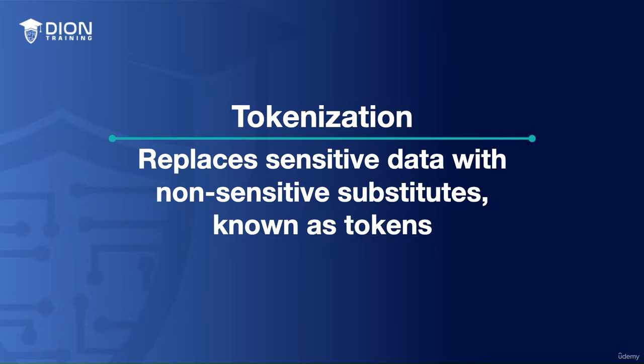Next up, tokenization. Tokenization replaces sensitive data with non-sensitive substitutes, known as tokens. The original data is stored securely in a separate database, with the token serving as a reference to the original data. Tokenization is commonly used in payment processing systems to protect credit card information.